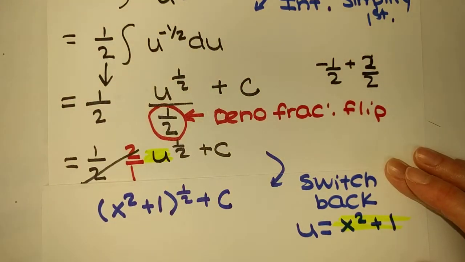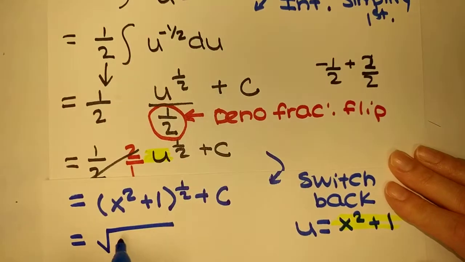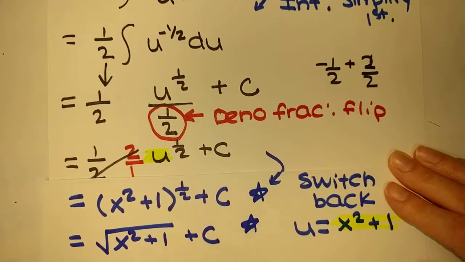Do keep in mind, if you wanted to, the 1/2 power, of course, could be rewritten as the square root of x squared plus 1 plus c. But either of these answers are perfectly appropriate.